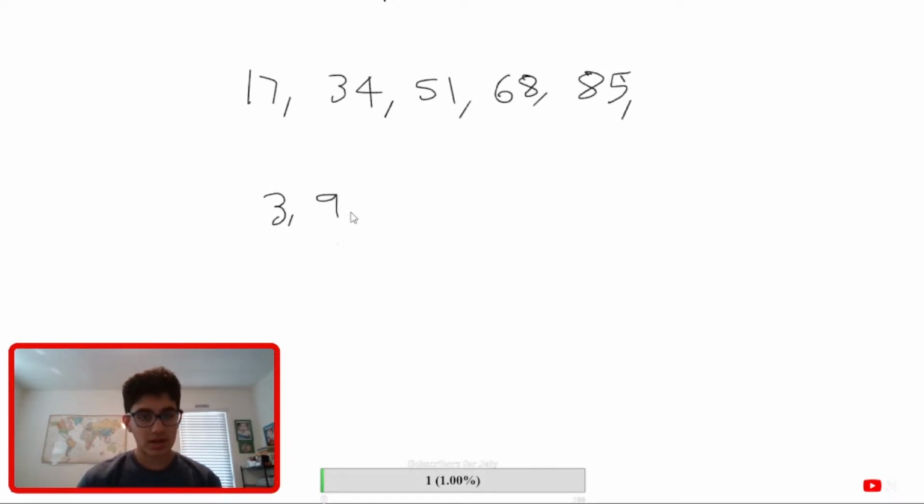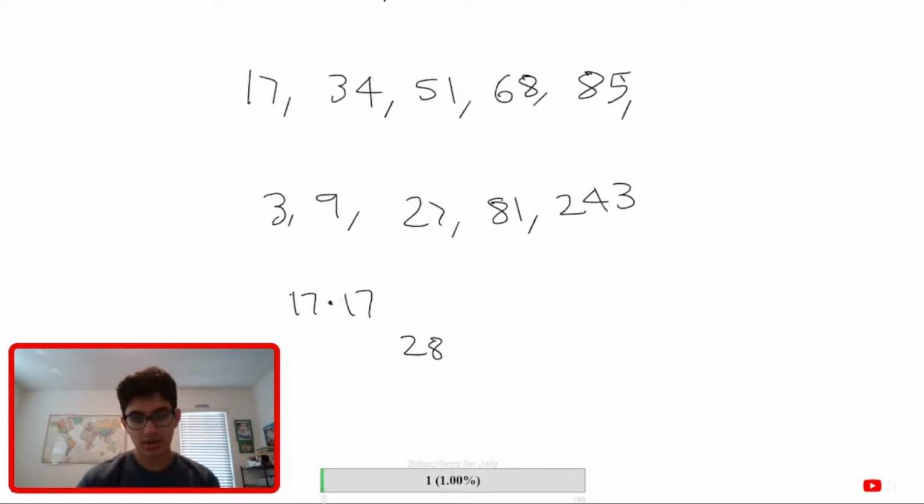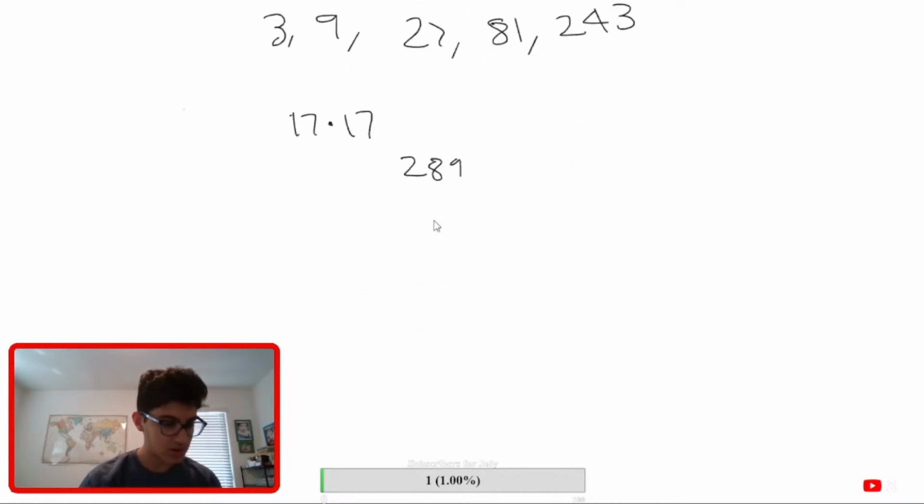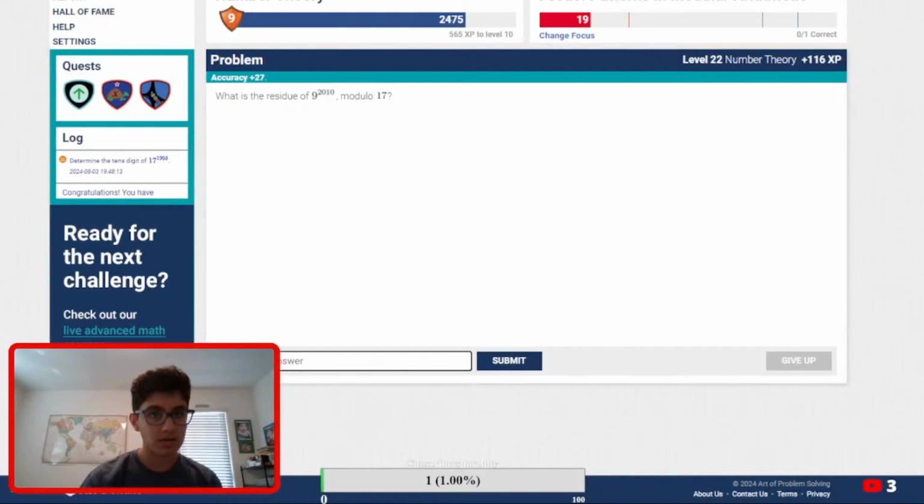So it's like 3, 9, 27, 81. None of these are that close. 243, is that anywhere near a multiple of 17? It could be. So let's see. 17 times 17, 289. Okay, 9 to the fourth. Perfect. So 9 to the fourth is congruent to 16 or negative 1. So then 9 to the eighth is congruent to 1. Exactly.